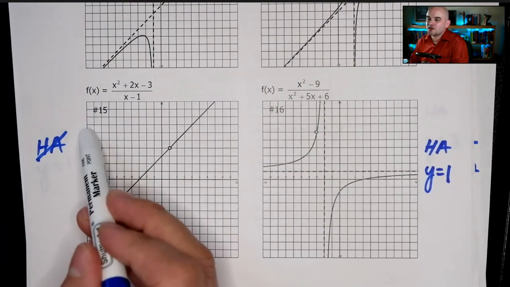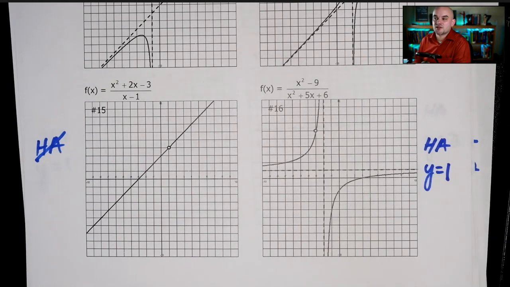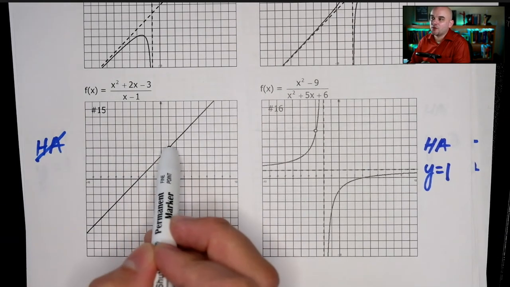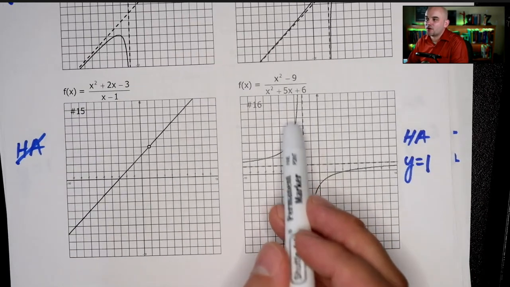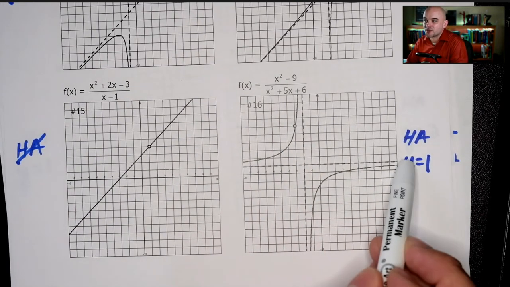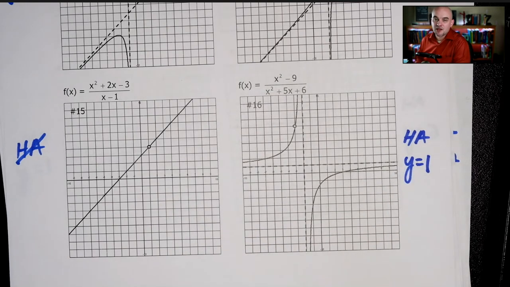And then this one doesn't even have a horizontal or a slant asymptote. This one has what we call a hole in the graph. Number 16 has a hole in the graph also, but it also has a horizontal asymptote at y equals 1. So we've got all these funny different combinations, and the reason why I gave you these is because I want to give you different looks at how these rational functions can be graphed.